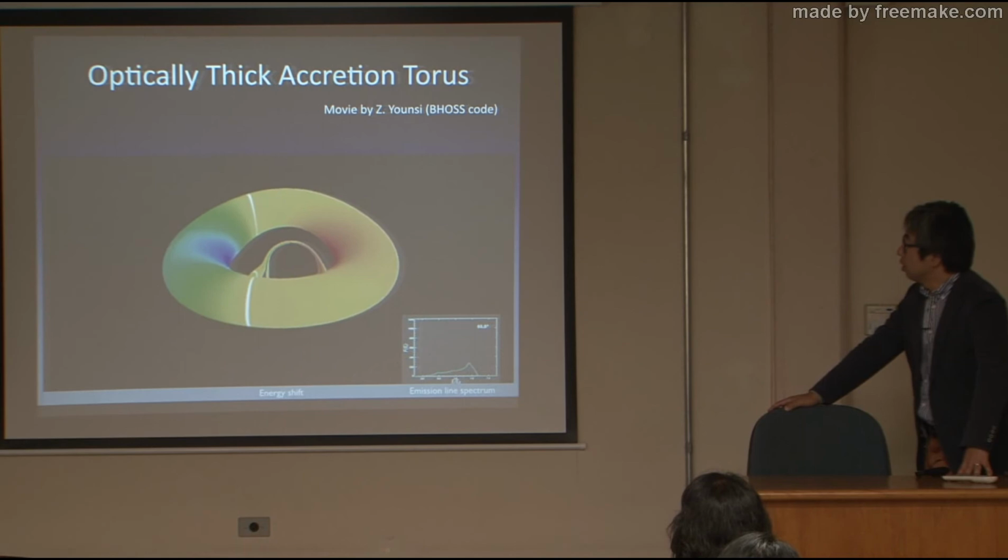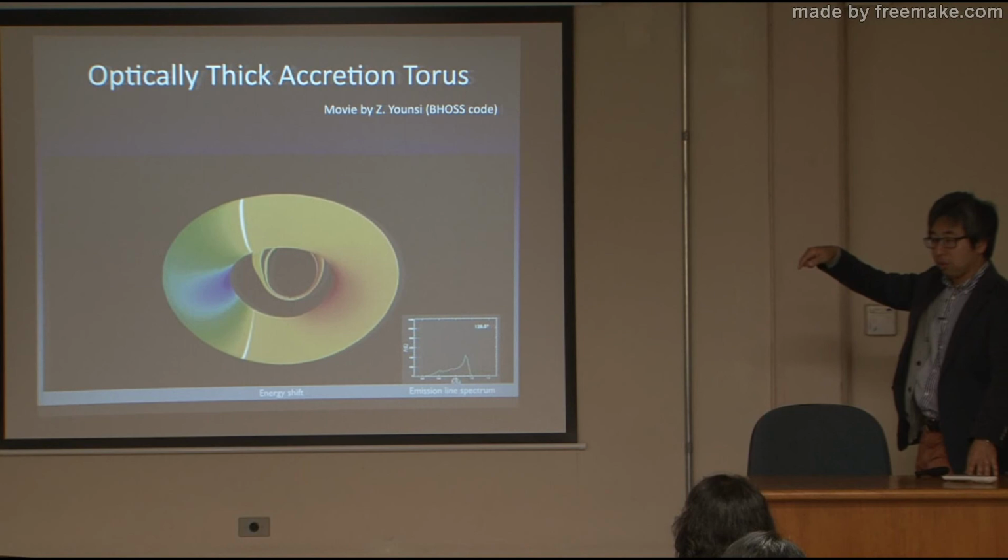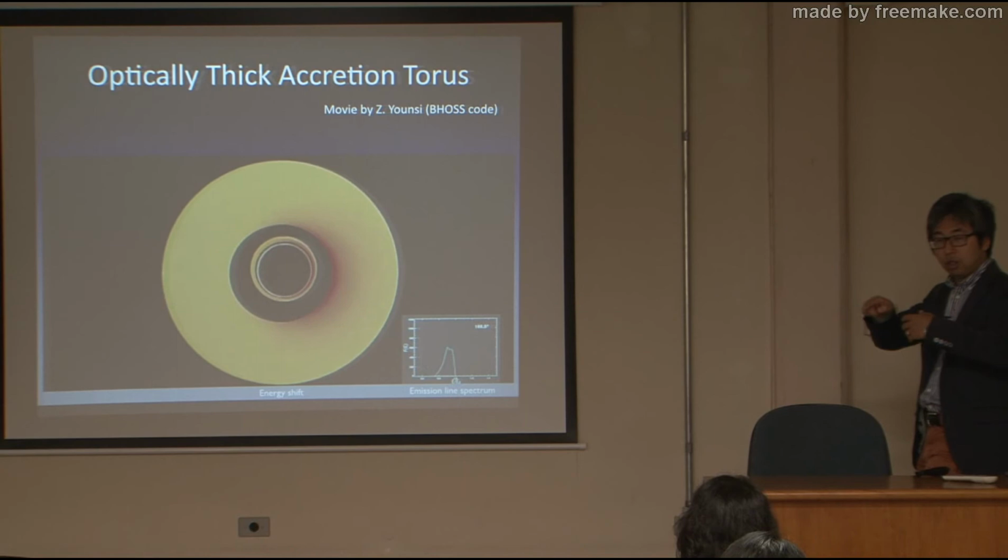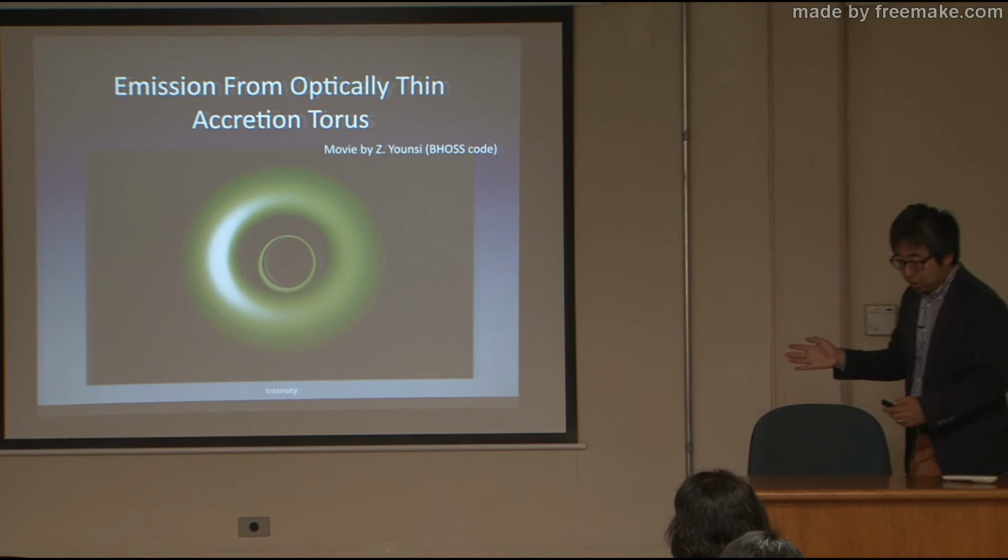Then we calculate the general relativistic radiation transfer for each different angle. They're making this kind of movie. Right. So this is the optically thick case. Then this is the optically thin case.